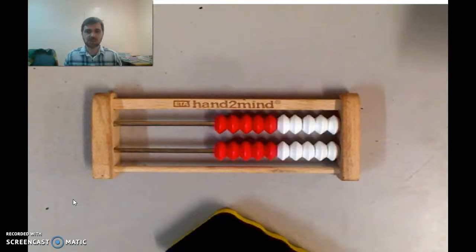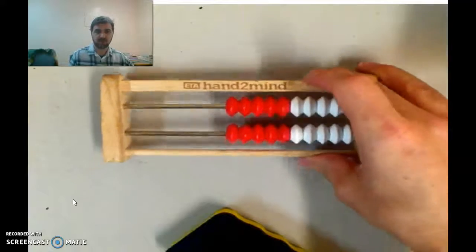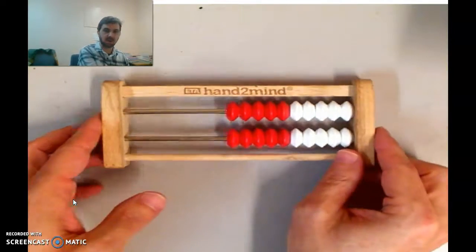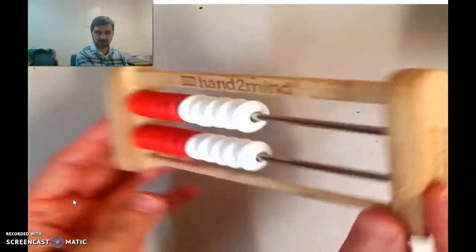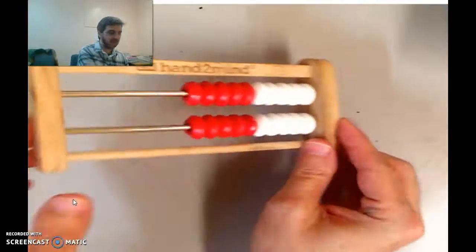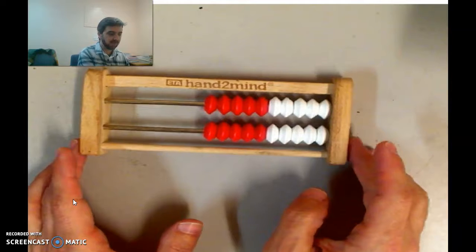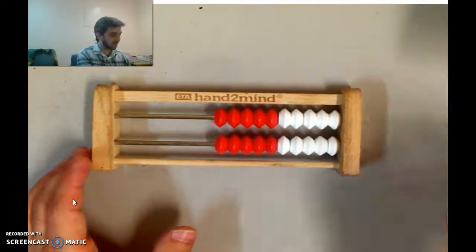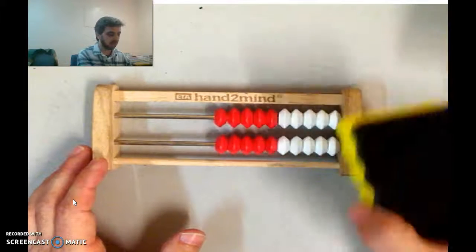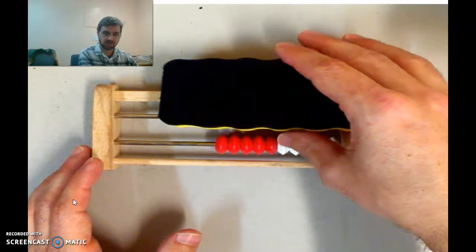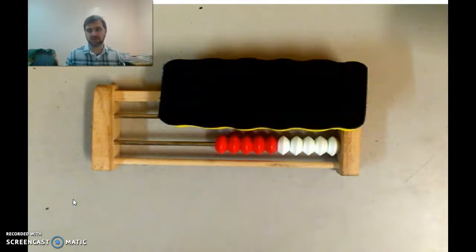So if you could take out your Rekenrek, it looks just like this. Make sure that all of them are over to the right. So you can slide them like this, so they're all on this side. That's the right side. Now, you don't have to do this, but I'm going to cover up the top row because we're not going to be using that row. I'm just going to cover it with this eraser. So we don't even have to worry about it.